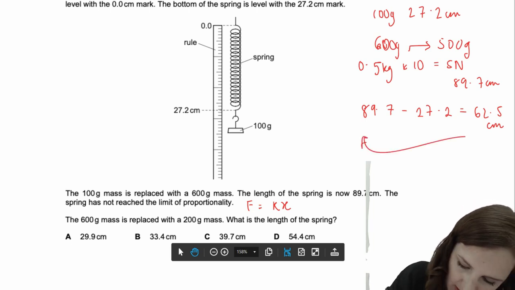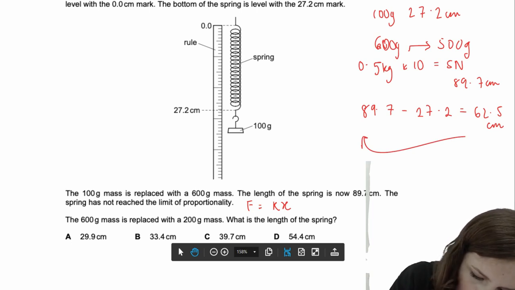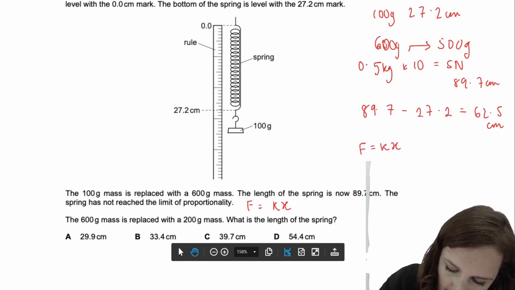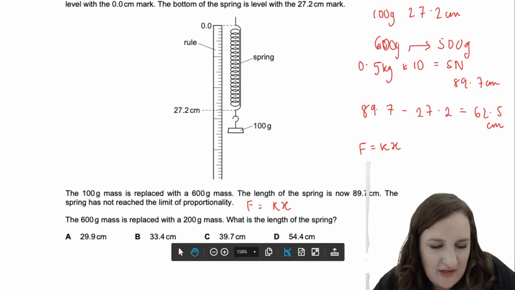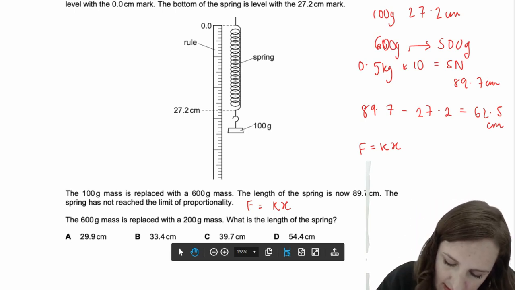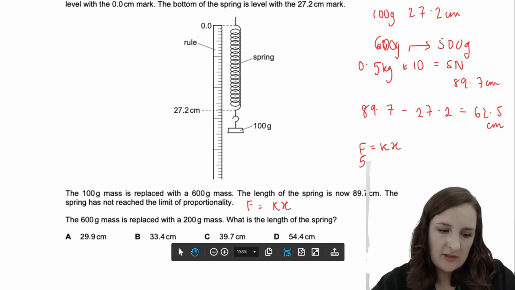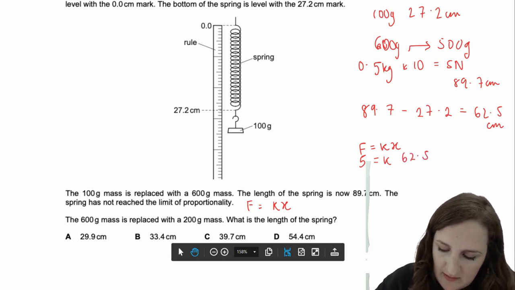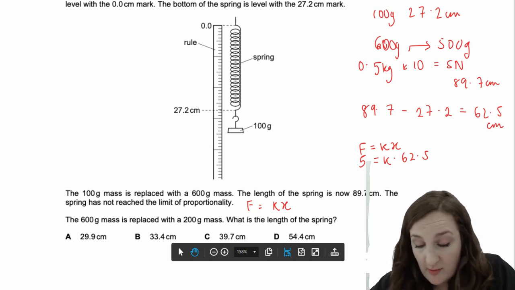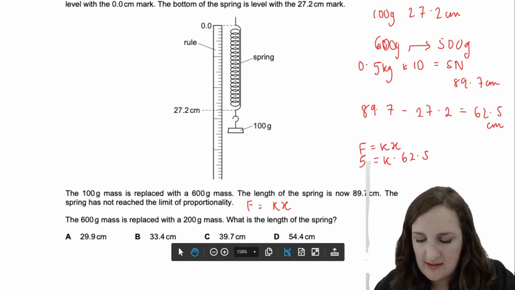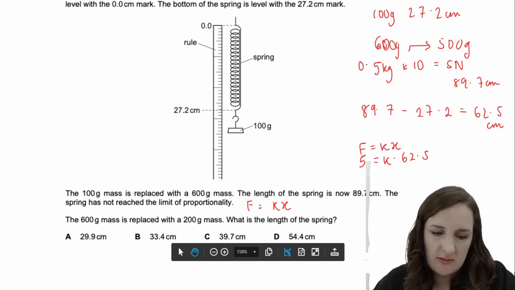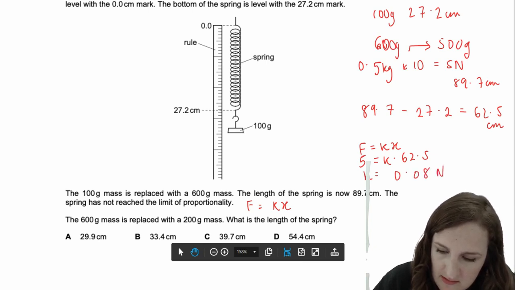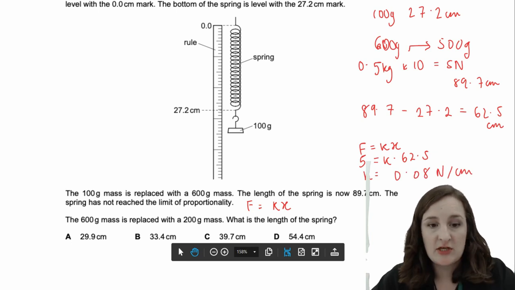Sorry, let's go back and get rid of some of these lines. Come on. F is equal to kx. I know, sorry, bad use of technology there. And I know that when I added 5 newtons, 500 grams, to go from 100 to 600, my extension was 62.5. Okay, and that's going to be equal to... if I multiply that by my spring constant, I will get 5. So 5 is kx. K we don't know. X was the extension, was 62.5. That allows me to work out that K is 0.08 newtons per centimetre. Okay, I didn't bother changing things into metres, but that's okay.